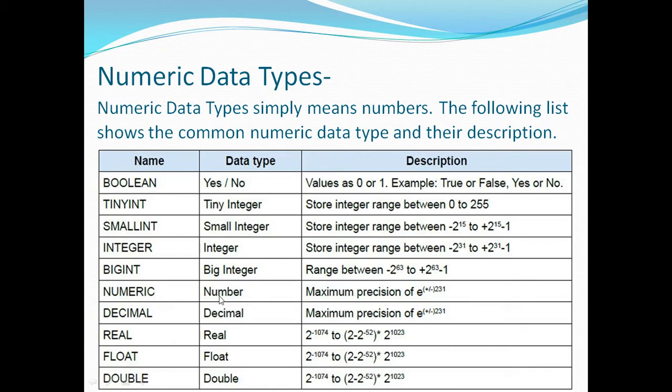Next is the numeric. It holds numbers. Any number it can hold, all the numbers within the number line. Next are decimal, real, float, and double. These all four are for decimal type of data, like 2.7, minus 17.8, but only the range is different.